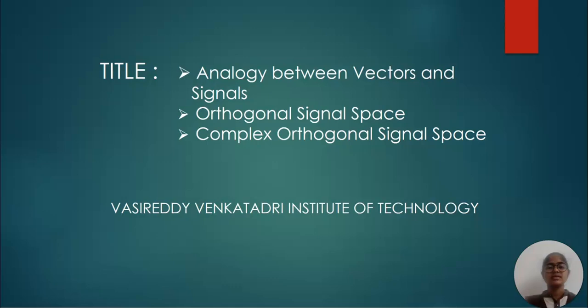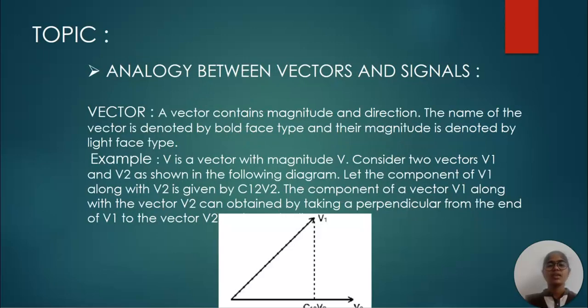Let us discuss about the analogy between vectors and signals, orthogonal signal space and complex orthogonal signal space. First thing, we have to discuss about the analogy between vectors and signals. Here we have to know about the vectors and signals.